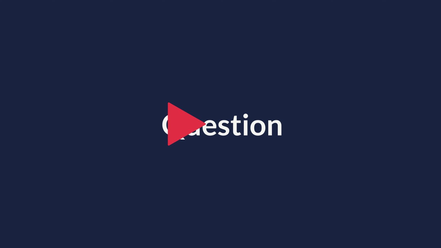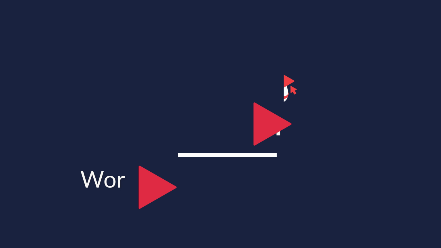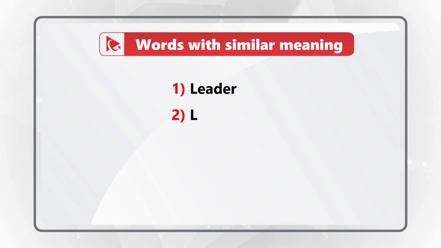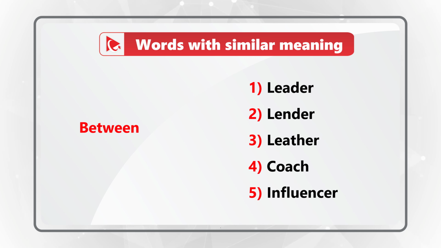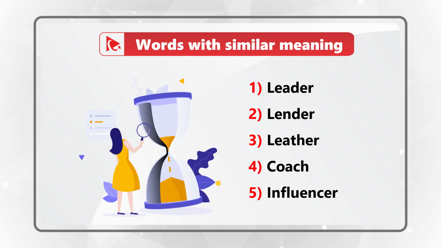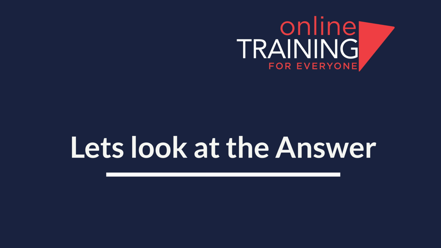I love this question because it uses your brain power and also allows you to improve your English vocabulary. You need to identify all the words with the similar meaning. The words are leader, lender, leather, coach, and influencer. Keep in mind that there could be between 2 and 5 words in the answer. What's also interesting is that some words sound similar, but in reality represent very different meanings. Ready or not, I'm going to move forward and jump to the solution.